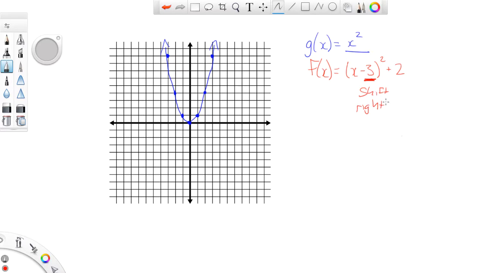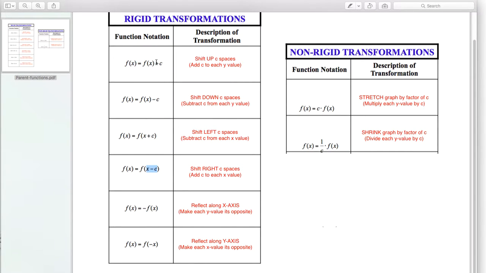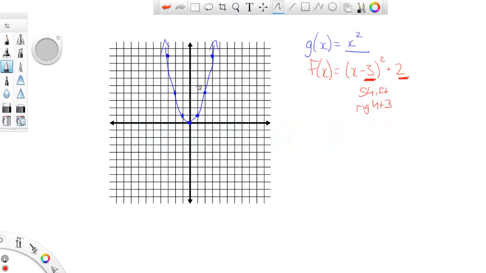With this 2 that's being added on after the function, that means we're going to shift up c spaces. So here, we're going to shift up 2 spaces. For each of these points, almost like when we were drawing a line and we looked at rise over run, or the slope, we're going to move it to the right 3 and up 2.